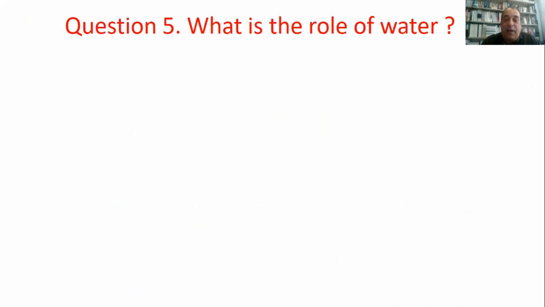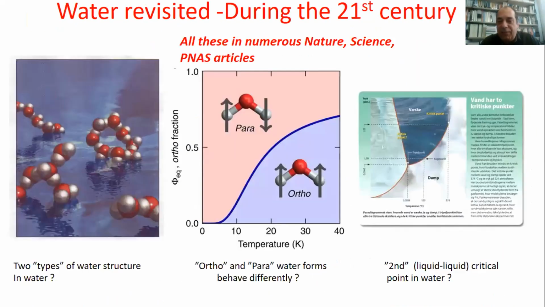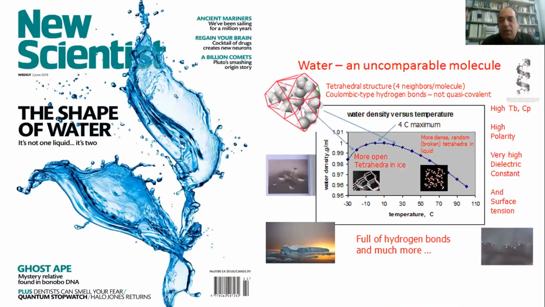I see that my time is passing very fast. I'm just on question 5, but this last question will go very, very fast. The role of water is important. Merete Bilte and her group in Copenhagen believe we need to include the change of the structure of water, especially at high salt concentrations, in order to get the correct shape of the activity coefficient. Considering that the structure of water is these days under debate, that's of course a very serious issue if we need to account for this, considering also that there are theories about the two-state structure of water and so on.